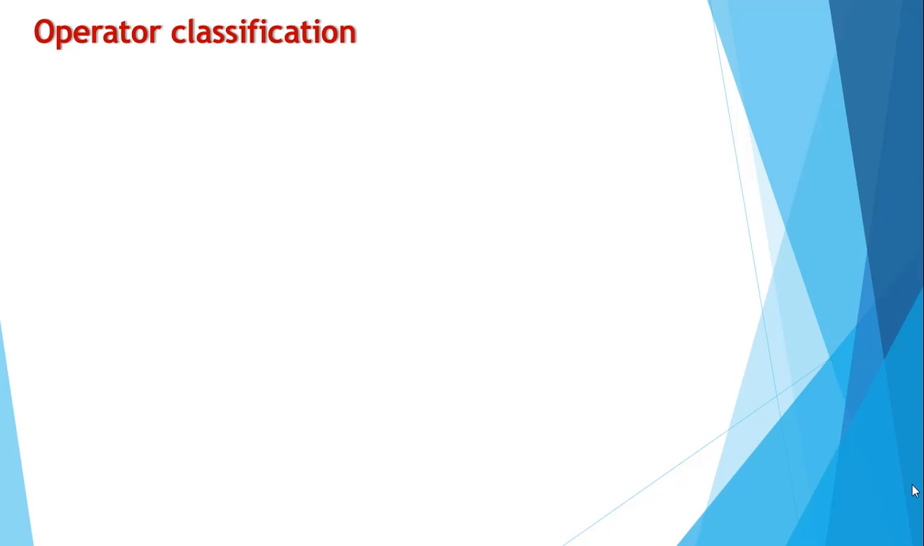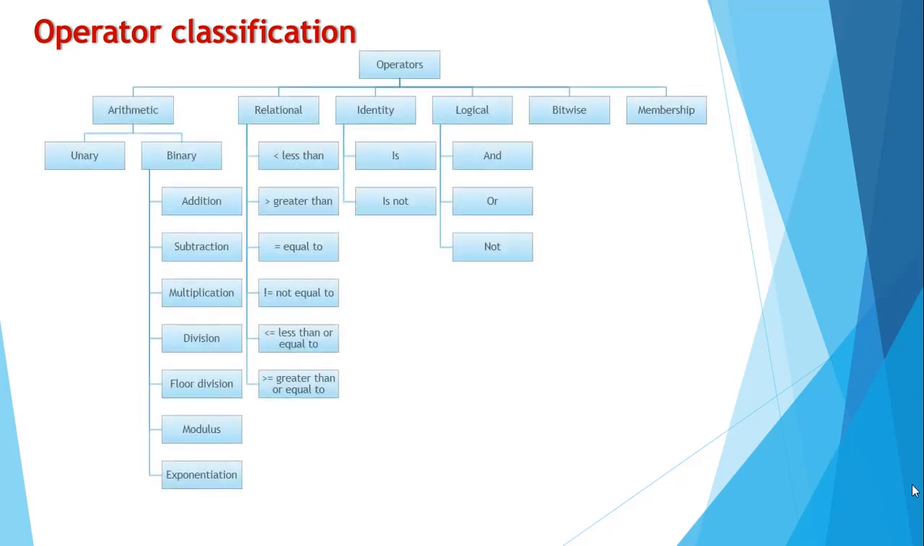Now let's discuss the operator classification, that is, what are the different types of operators you are going to use in the Python programming language. Okay, so here is the classification. First thing is the operators. Among the operators, we have these sets: the arithmetic operator, the relational operator, the identity operator, the logical operator, bitwise operator, and membership operator.